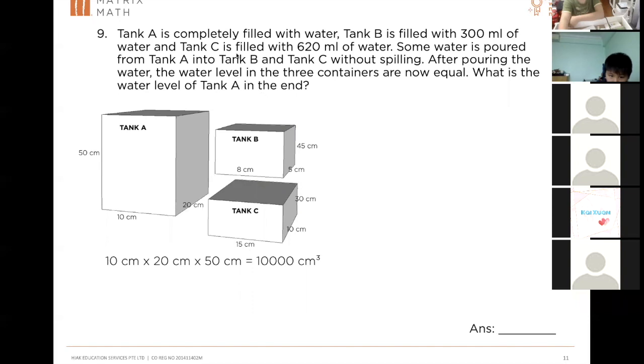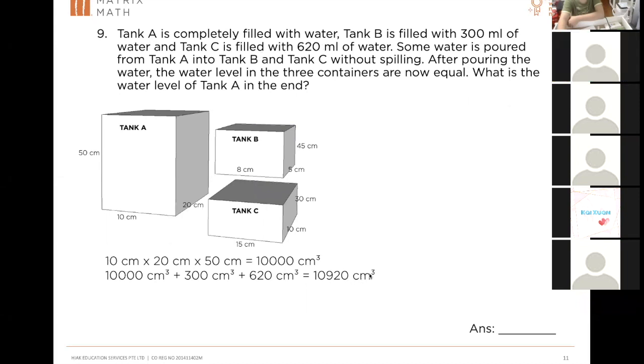Now, volume of water in container B is 300. Volume of water in container C is 620. So therefore, to find the volume of water that you are dealing with in this question, the total volume will be just 10,000 plus 300 cubic centimeter from B and 620 cubic centimeter from C. So total volume of water we are dealing with here is 10,920 cubic centimeter.